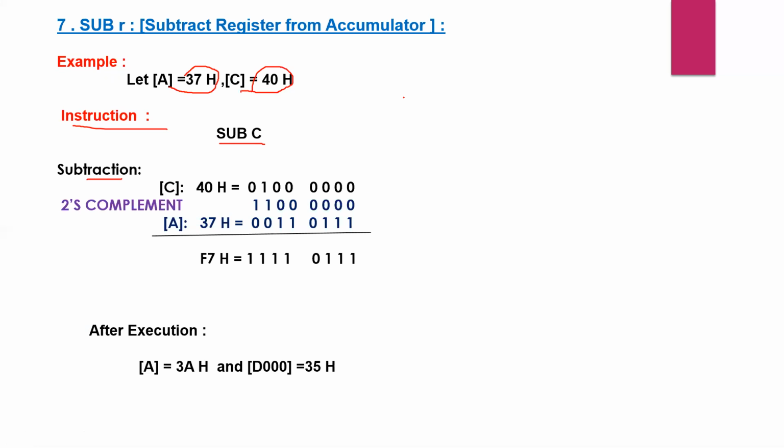Now for binary subtraction, we use 2's complement method or 1's complement method. First, we do 2's complement of second number and add it to the first number. After subtraction, result is F7H, which is stored to the accumulator. After execution, accumulator has data 3... Sorry, this is wrong. Accumulator has data F7H.